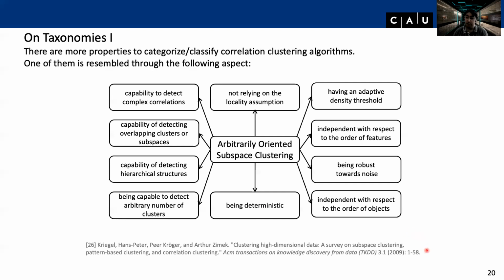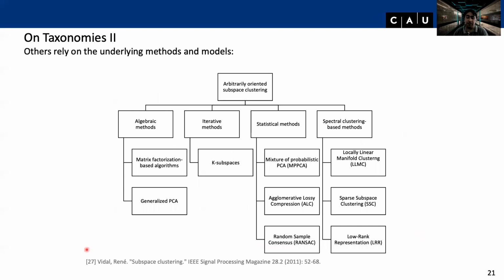However, this is one view or one specific taxonomy that these authors introduced. Different authors from different domains, like Vidal, also introduced a paper called Subspace Clustering in the IEEE Signal Processing Magazine. And there Vidal introduced a totally different taxonomy. They do not call it arbitrary-oriented subspace clustering, and especially not correlation clustering. They call it, in general, subspace clustering. So Vidal is one scientist from the domain of computer vision, also famous.